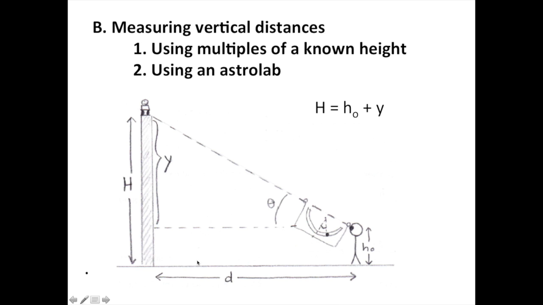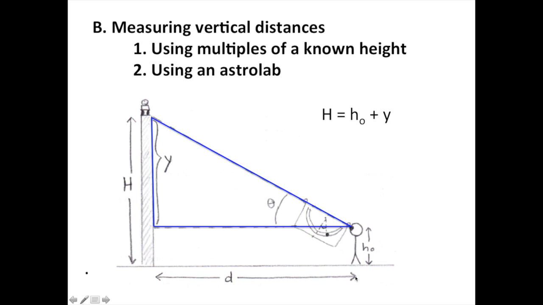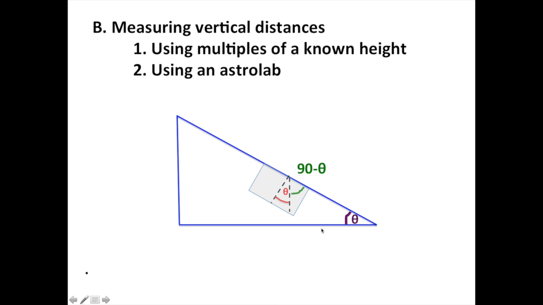And before I do that, the last important thing here is that this horizontal distance from the tall object to the person is little d. Now, this is the triangle I wanted to point out, and I'm going to show you that this angle theta is the same as the angle inside the Astrolabe. So here is our large triangle again. Here's the angle theta inside the Astrolabe.